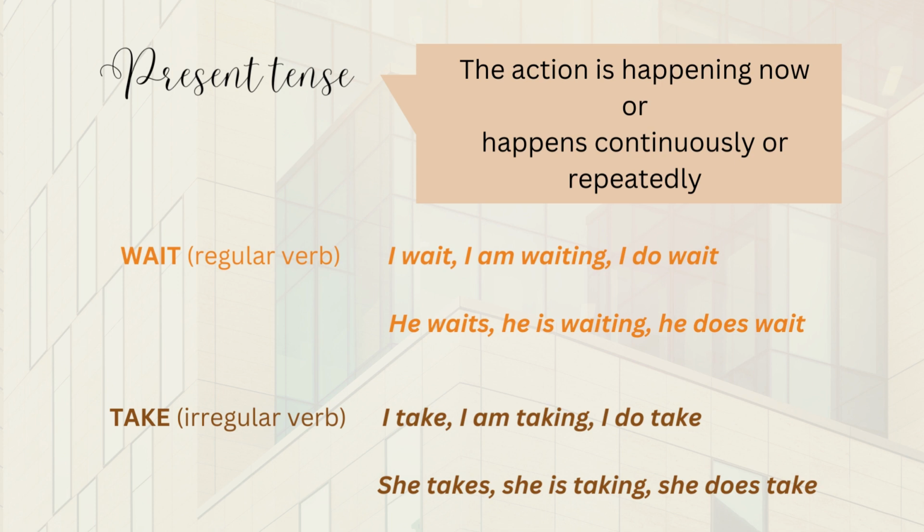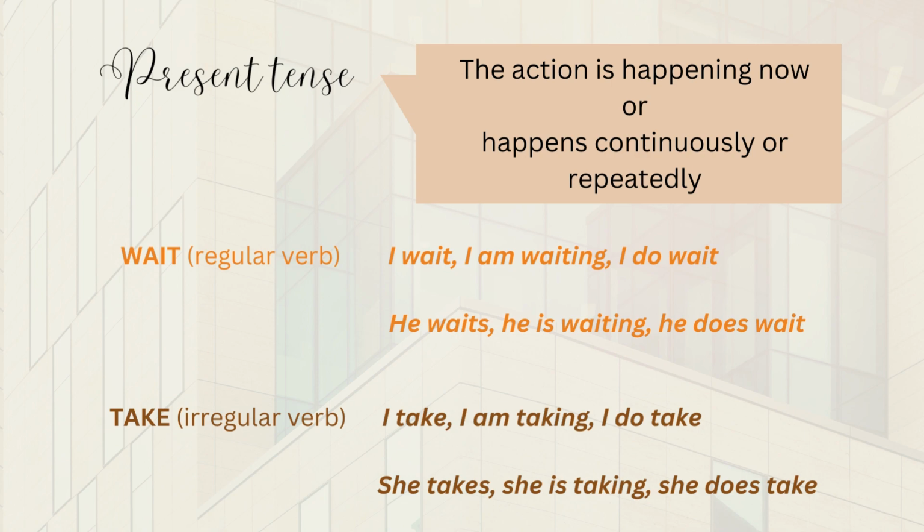And similarly with the verb take, which is irregular, but I put it in here to show you that most verbs follow a regular pattern in the present tense anyway. I take, I am taking, I do take, and in the 3rd person singular, this time I use she takes, she is taking, she does take.